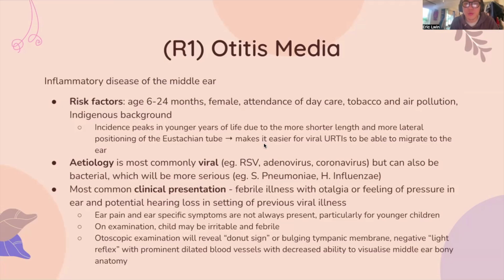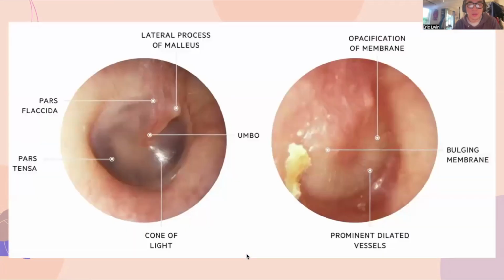Otoscopic examination will reveal a donut sign or a bulging tympanic membrane, a negative light reflex with prominent dilated blood vessels, with decreased ability to visualize middle ear bony anatomy, as I mentioned before. Because of the effusion in the middle ear, you won't be able to see those landmarks that I mentioned earlier. You won't always get the prominent dilated blood vessels either. This is kind of what I'm talking about. So you have again your pars flaccida and your incus bone back here, but you can't really see those.